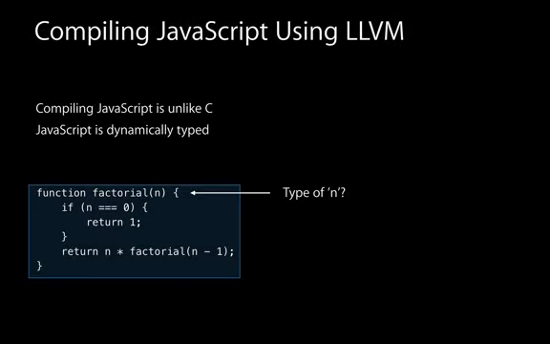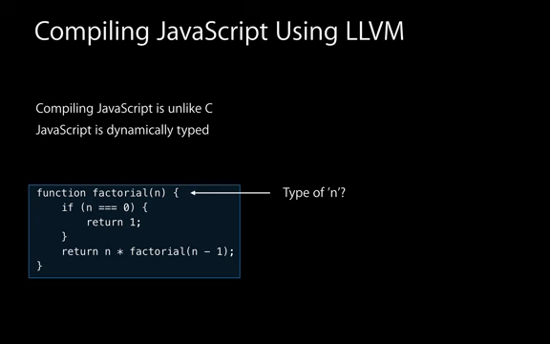But compiling JavaScript with LLVM is very different from compiling C or Objective-C, because JavaScript is a dynamic language. And if you look at the code on the screen, you'll see that there are no types. There's this n argument here, but what is n? Is it an integer? Is it a double? Is it a class? It can be a lot of different things. So how do we compile it?